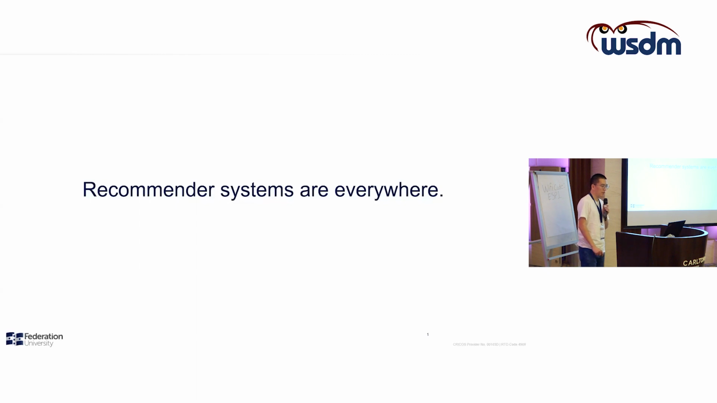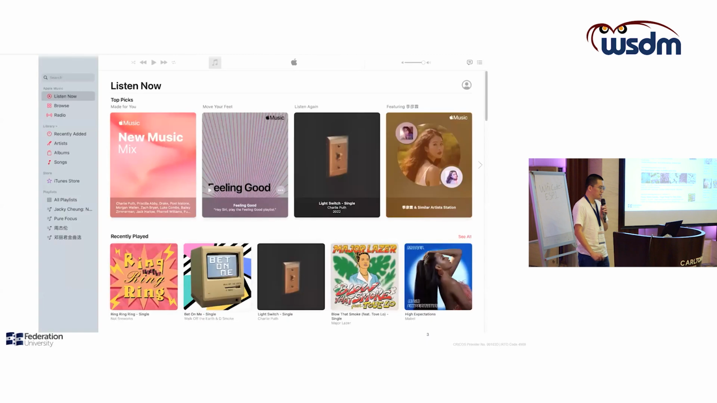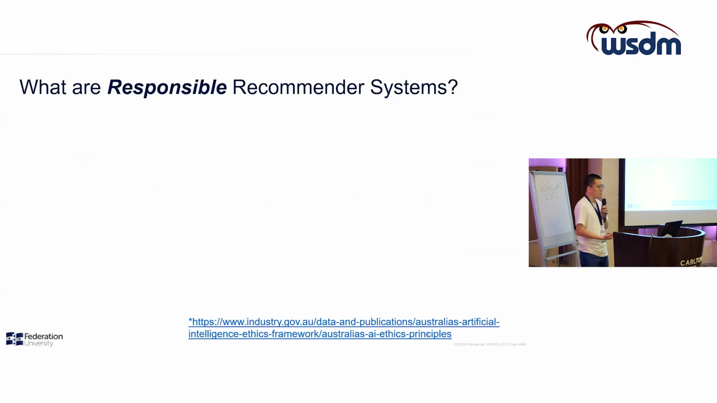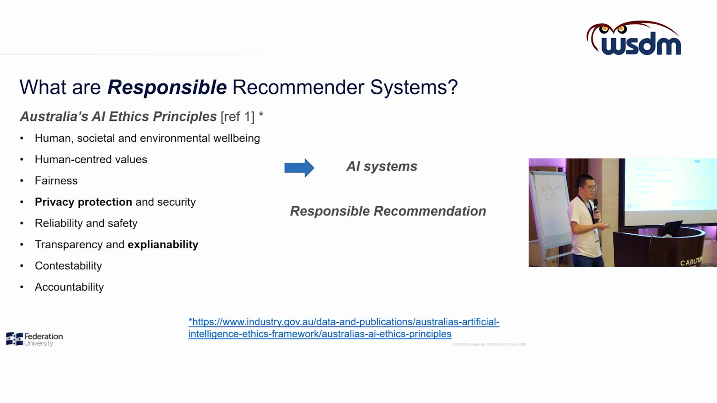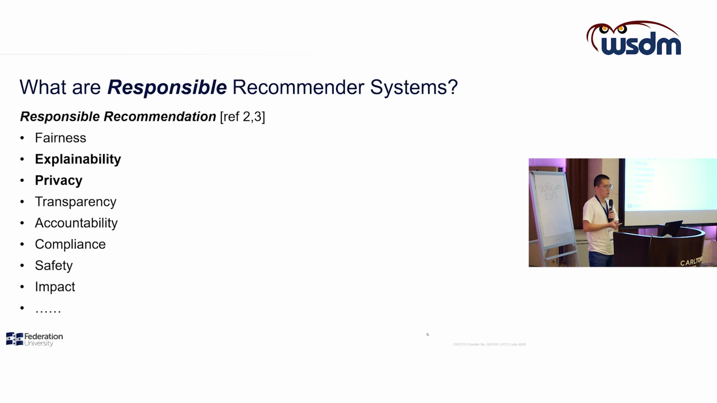As we can observe, recommender systems are everywhere, from search engines to music platforms and online stores. So what are responsible recommender systems? According to global governments and leading companies, they have released some ethical guidelines for designing AI systems, such as Australia's. They set regulations such as human-centered values, and that fairness, privacy, transparency, and explainability should be considered. As an important branch of AI systems, the design of recommender systems should also consider these ethical challenges. This is named responsible recommendation, or trustworthy recommendation.